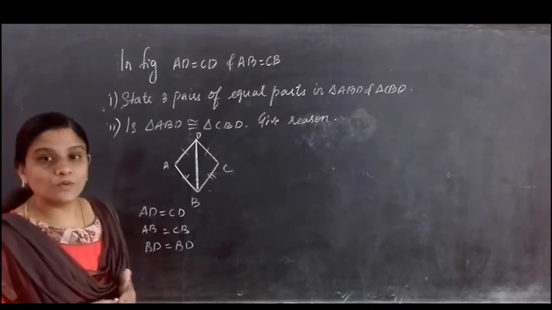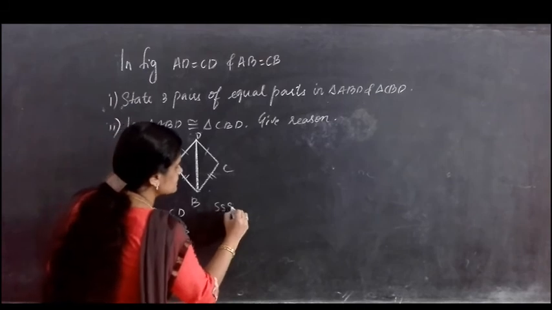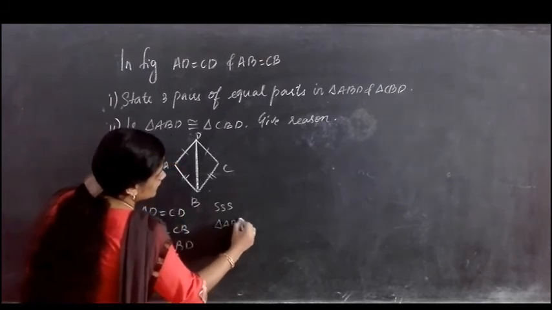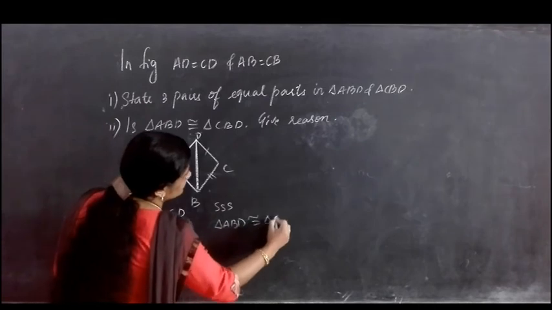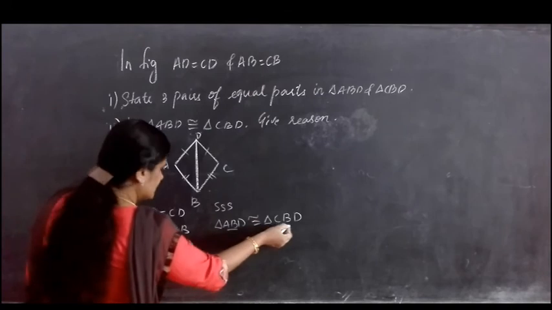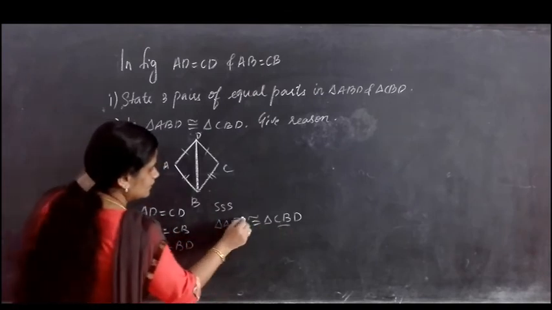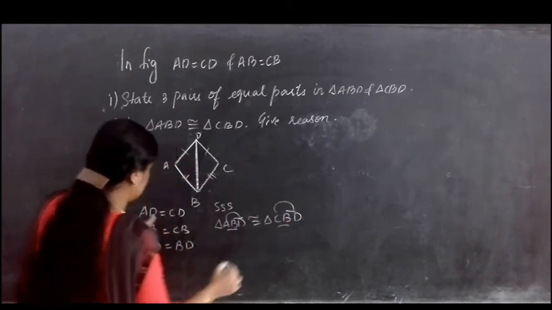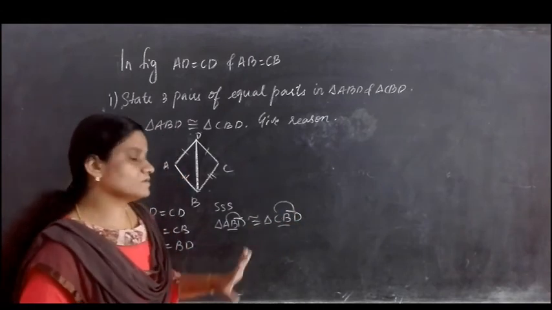So what is the rule? Yes, the SSS congruence rule. What can you tell? Triangle ABD is congruent to triangle CBD. We will check the naming also. AB, CB. Yes, BD, BD. Okay, AD, CD. Yes, is it? So the naming is also correct.